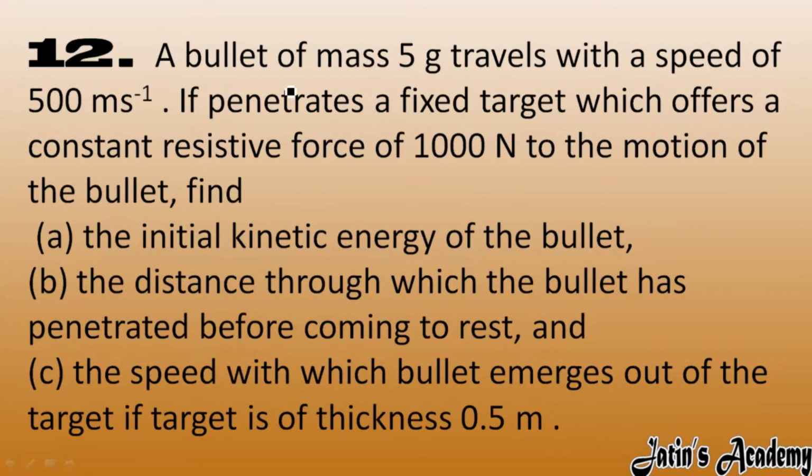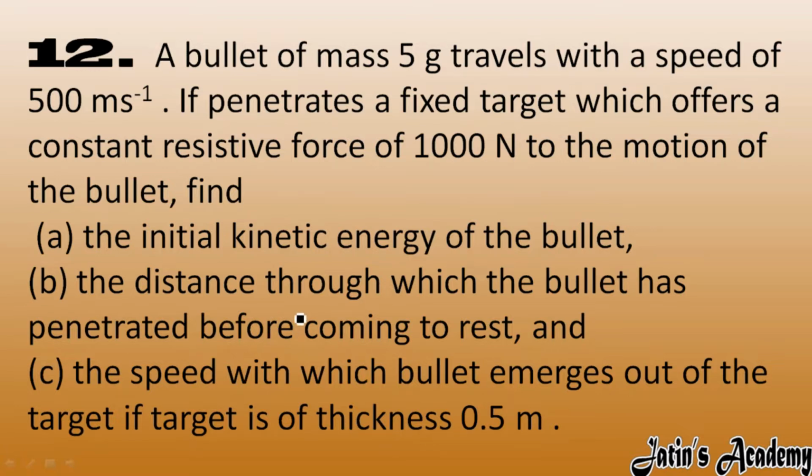Next we have a very important question. A bullet of mass 5 gram travels with a speed of 500 meter per second. If it penetrates a fixed target which offers a constant resistive force of 1000 Newton to the motion of the bullet, we have to calculate the initial kinetic energy of the bullet, the distance through which the bullet has penetrated before coming to rest, and the speed with which the bullet emerges out of the target if the target is 0.5 meter thick.